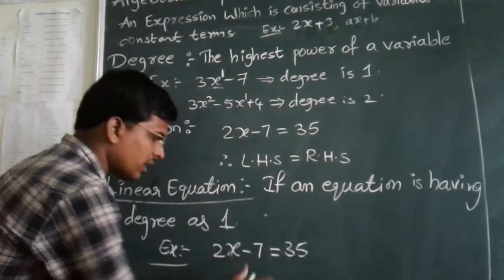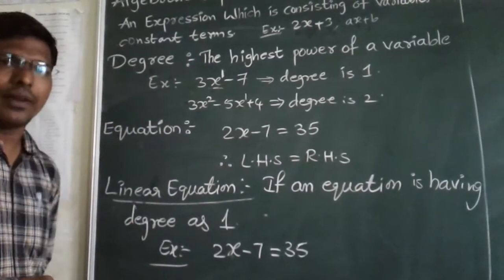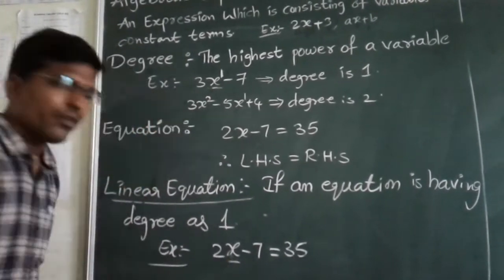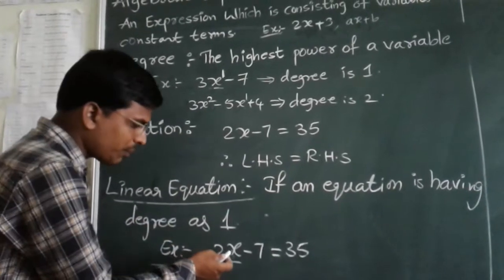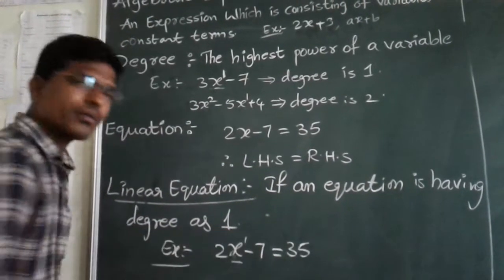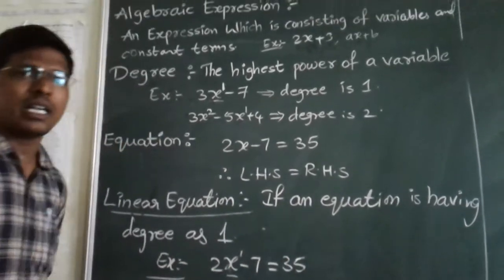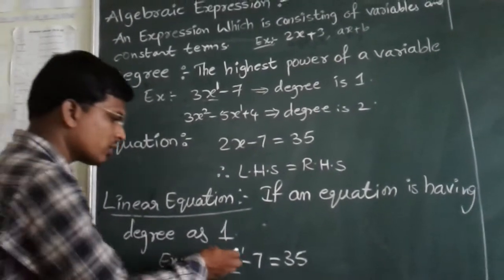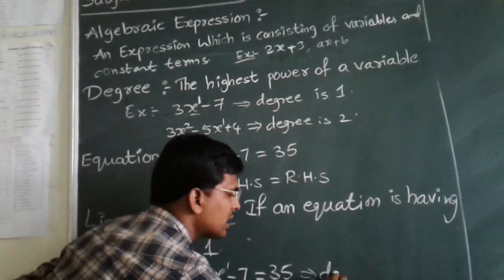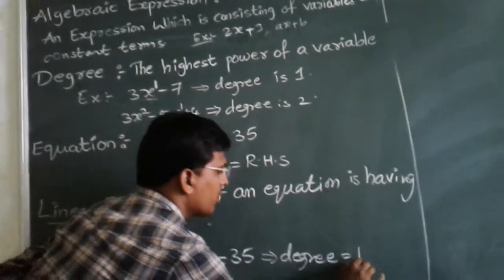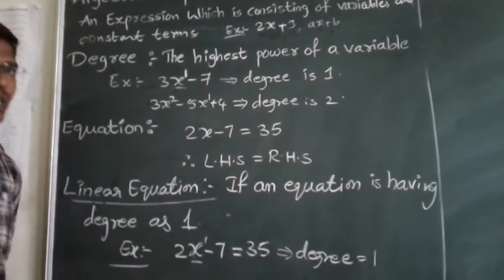In this example, just identify the variable. x is the variable. So here, what is the power of x? 1. The 1 is the highest because the remaining terms do not contain the variable x. That's why it has degree 1, and we can say this is a linear equation.